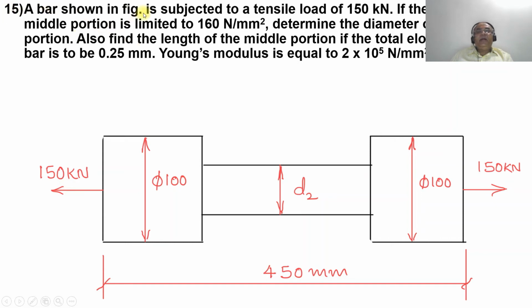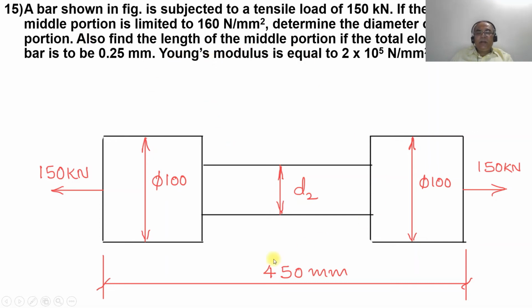A bar shown in the figure is subjected to a tensile load of 150 kilonewton. If the stress in the middle portion is limited to 160 Newton per mm square, determine the diameter of the middle portion. So we need to find out what the middle portion diameter is.